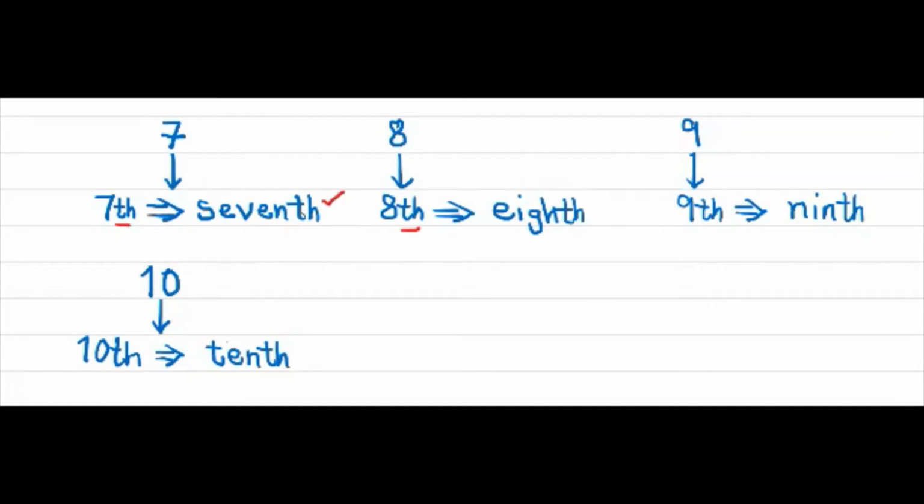And 9 being the ninth number, we write it with TH and we read it as ninth. And 10 being the 10th number, we write it with TH and we read it as 10th. So we're going to stop right here for now. Let's go back to the lesson.